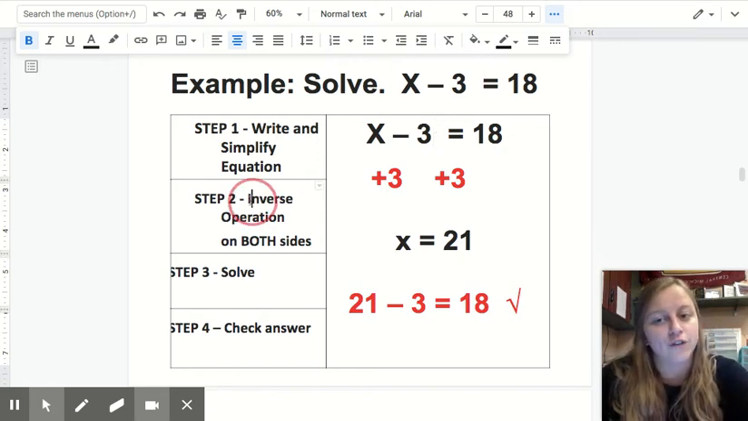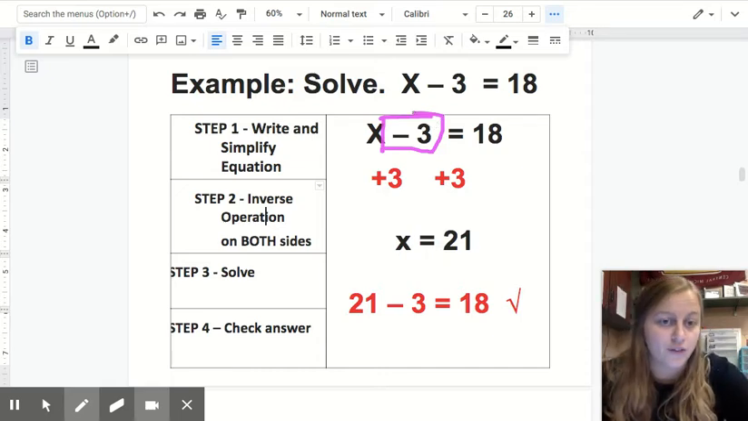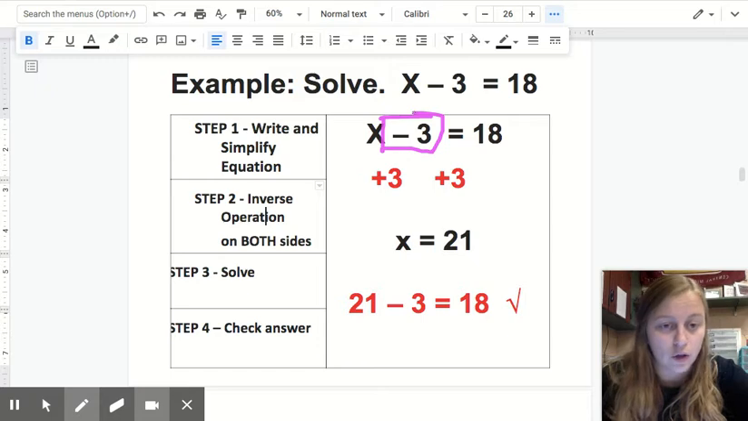Next, inverse operations on both sides. Well, I can see here that I was subtracting 3 from my variable. I'm trying to get my variable all alone. So what I do is I do the opposite of minus 3 on both sides.